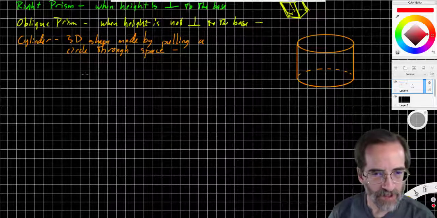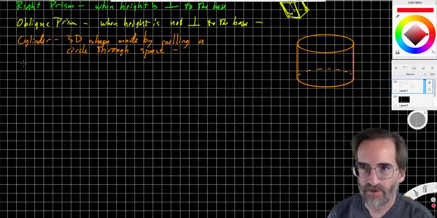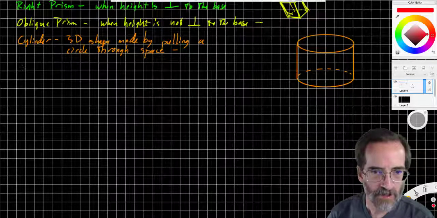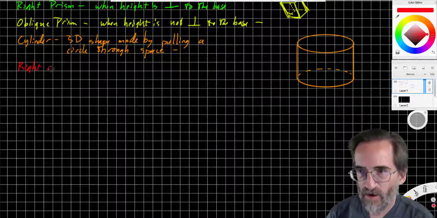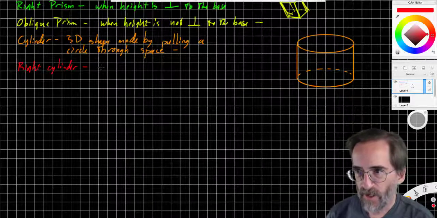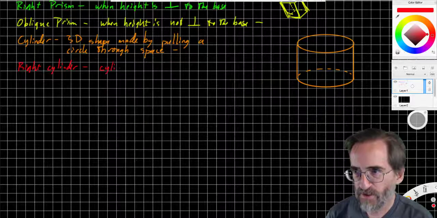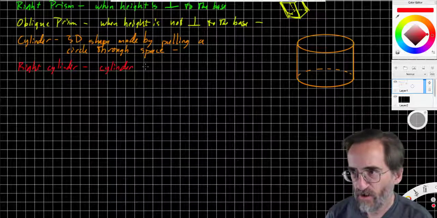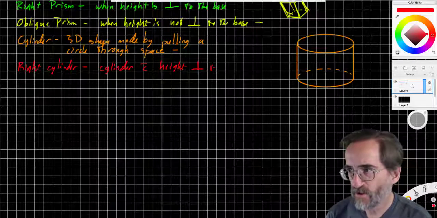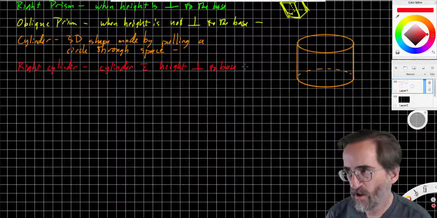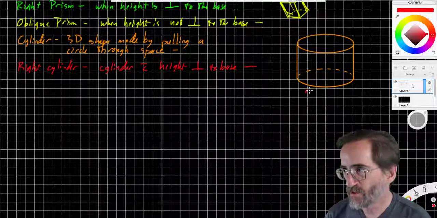Okay. Let's see, what have we not done? Oh, right cylinder. Okay. It's a cylinder with height perpendicular to base. This is a right circular cylinder.